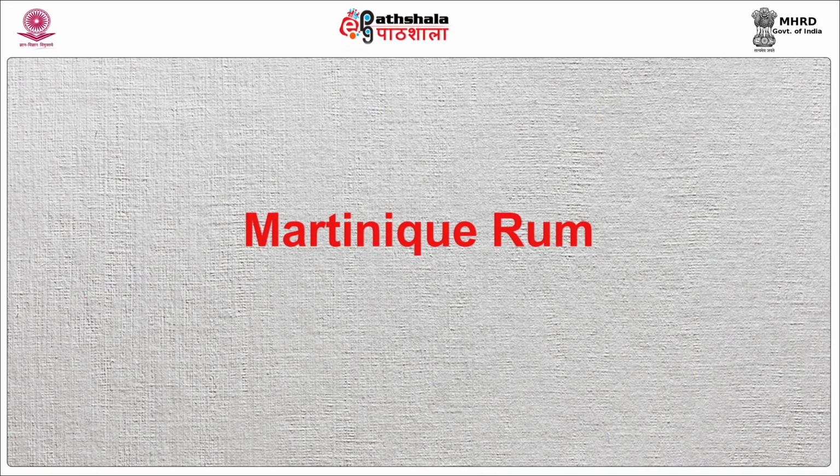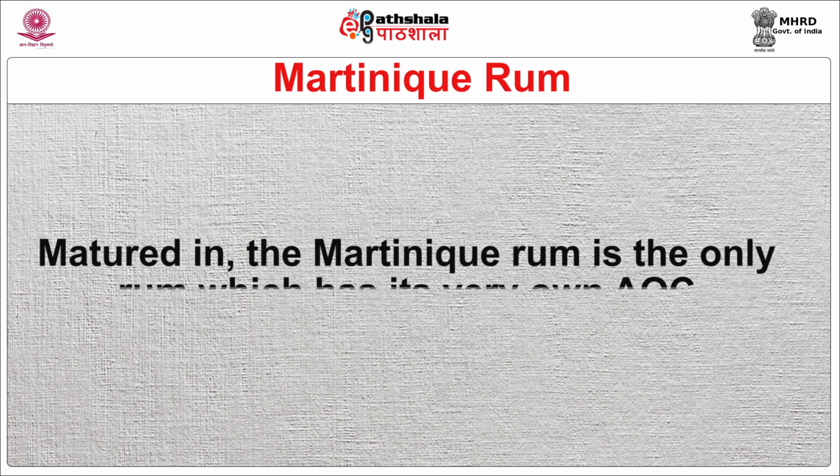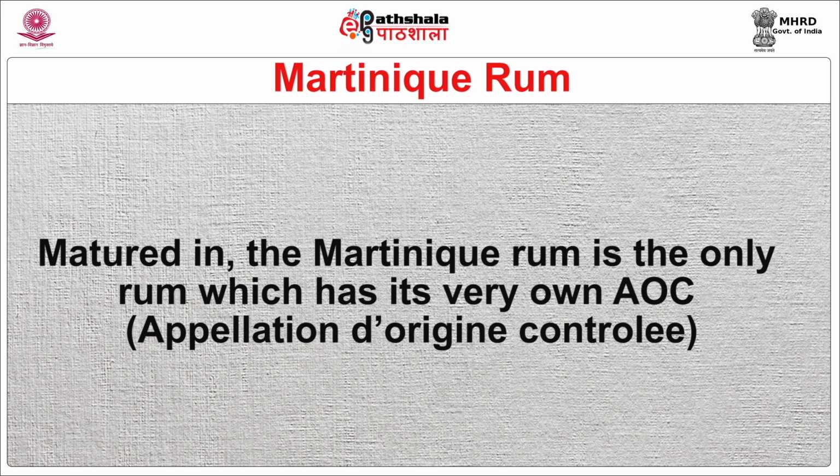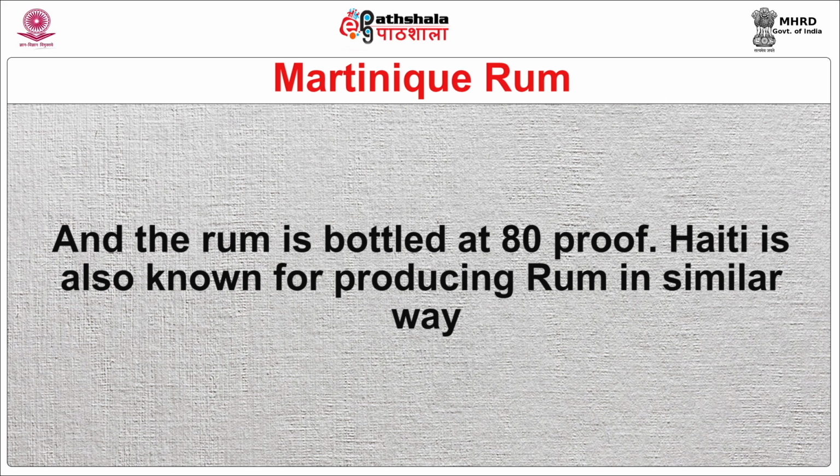Now we will move on to the next category, that is Martinique Rum. The Martinique Rum is produced by the fermentation of concentrated sugarcane juice. The dark color in the Martinique rum is credited to the wood barrels it is aged in. The Martinique rum is the only rum which has its own AOC, that is Appellation d'Origine Contrôlée. The rum is bottled at 80 proof. Haiti is also known for producing rum in a similar manner.